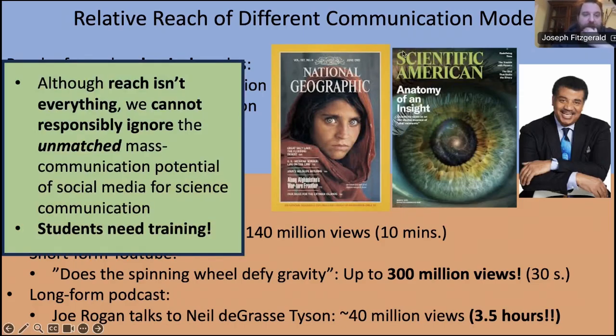And I'll say, of course, reach is absolutely not everything. The quality of the message that you're able to communicate, the quality of the teaching that goes on, the ability to have a back and forth exchange, those all differ between different modes of communication. But what I'm arguing is that because the reach is so enormous for social media enabled communication, we can't really responsibly ignore that. We have to at least think about how we can take advantage of those modes because of the unmatched mass communication potential.